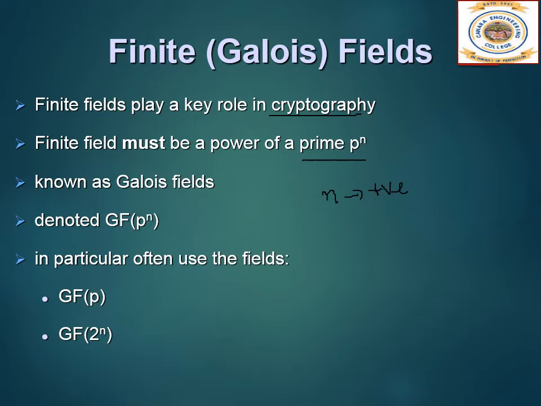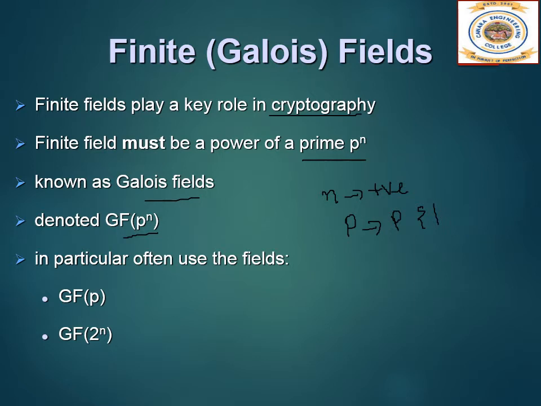A prime number, what is a prime number? A prime number is an integer whose only positive divisors are itself and 1. That is, the only positive integers that are divisors of p are p and 1. The finite field of order p to the power n is generally written as GF(p to the power n). GF stands for the Galois field.